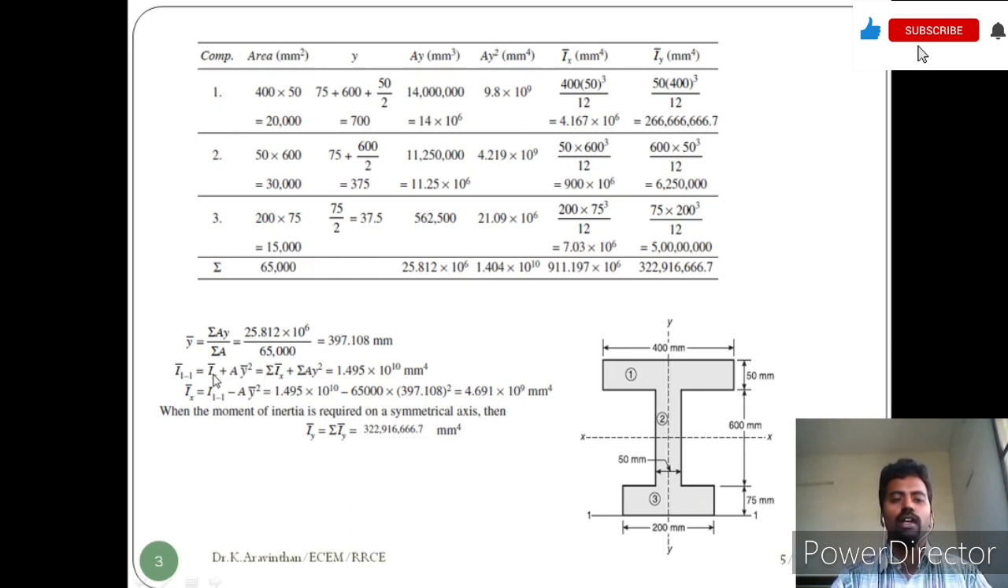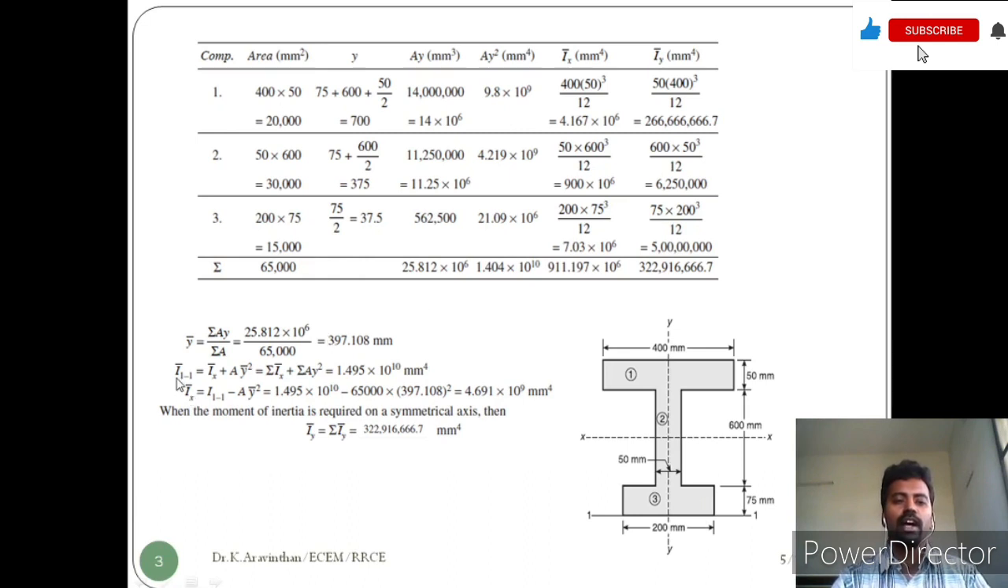Right now we know the I bar x. What is I bar x? The summation of I bar x is 911.197 into 10 power 6. We have also identified the summation of A y squared. The answer is 1.404 into 10 power 10. If you add the two answers, you will get I11, which is 1.495 into 10 power 10.